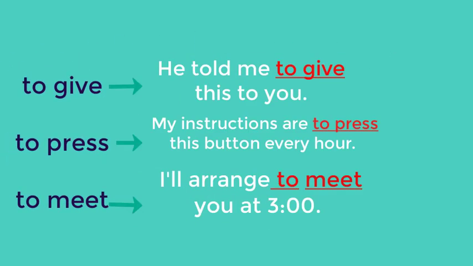Look at these examples: to give, to press, to meet. He told me to give this to you. To give here is an infinitive. My instructions are to press this button every hour. To press here. To meet: I'll arrange to meet you at 3. Look at here, there is no s, no ing, no ed, and they are infinitives.